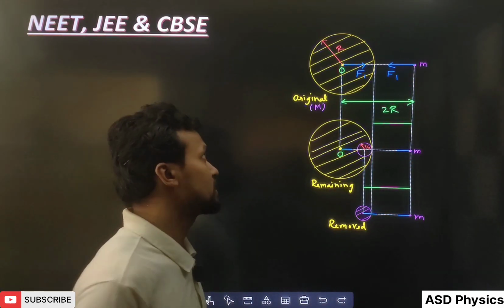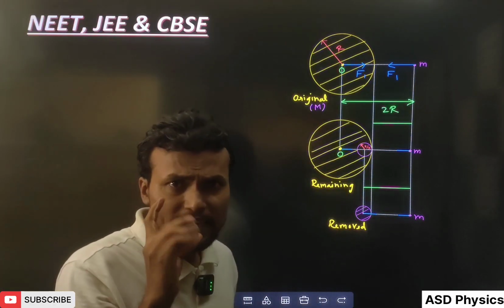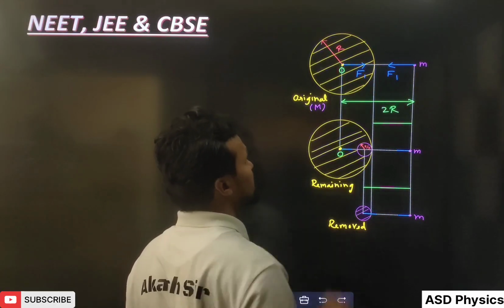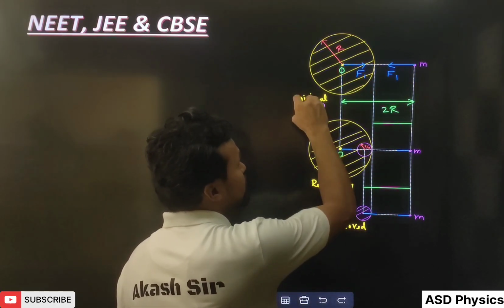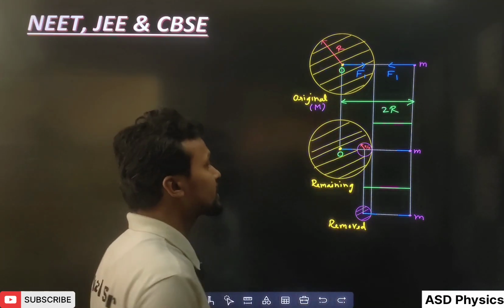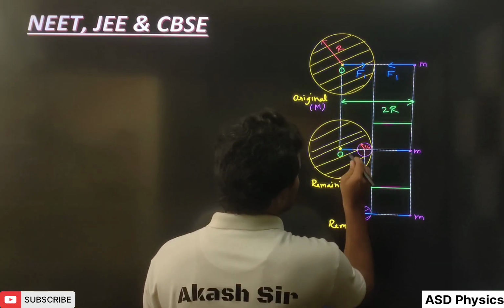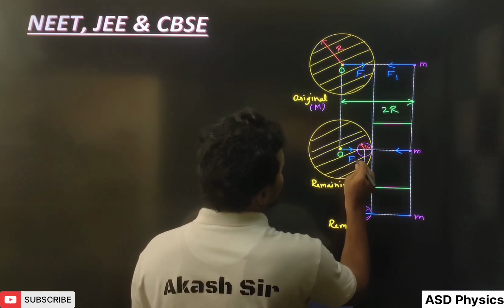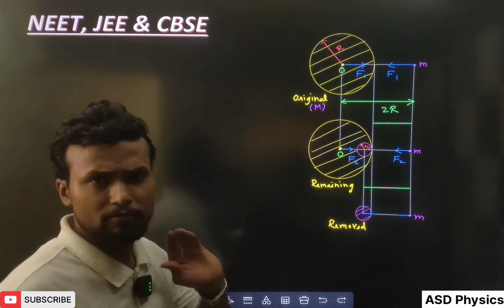After that, from this original sphere we have removed a sphere of radius r by 3. When we remove this sphere of radius r by 3 from the original, this is the remaining sphere. According to the question, the force between the remaining sphere and the point mass is F2. So we have to find F1 by F2.